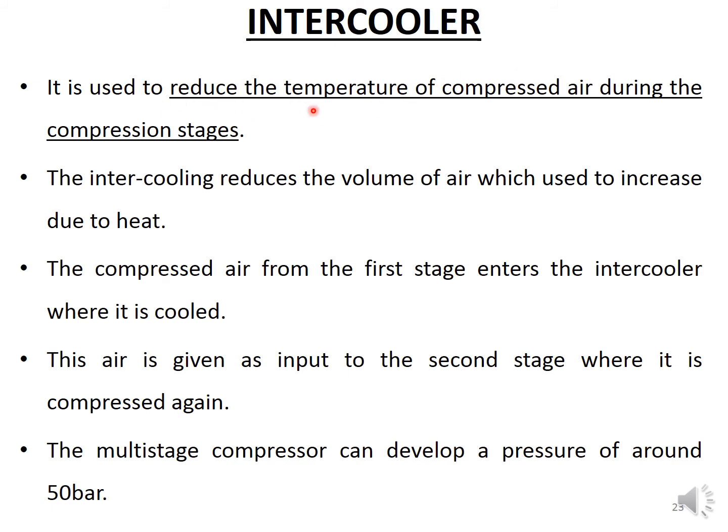So we use an intercooler to reduce the temperature of compressed air during the compression stages. The intercooler reduces the volume of air which increases due to heat. If it is cool, the volume also reduces and you can supply more air. Compressed air from the first stage enters the intercooler where it is cooled. This air is given as input to the second stage where it is compressed again. The multi-stage compressor can develop a pressure of around 50 bar.